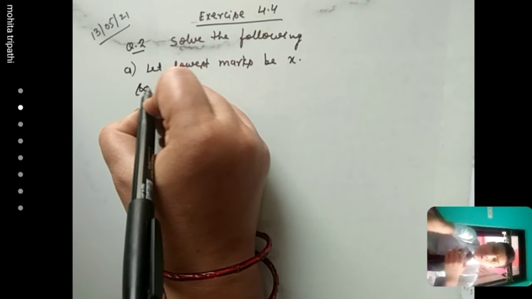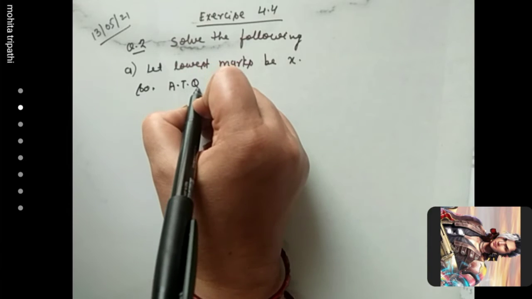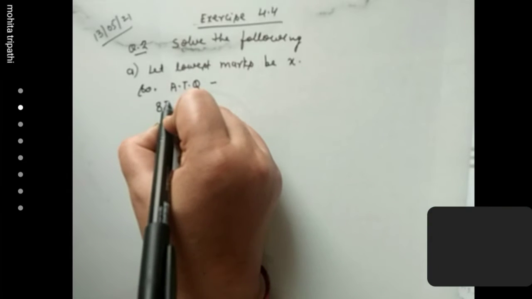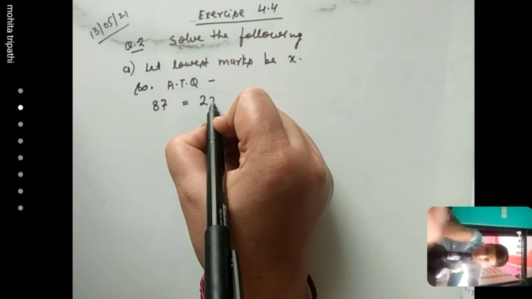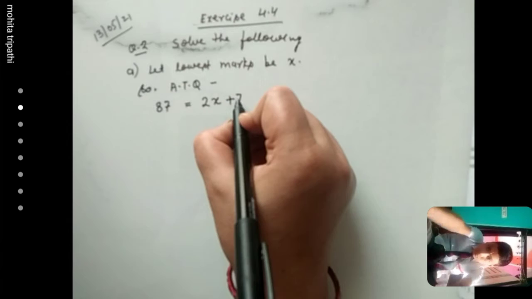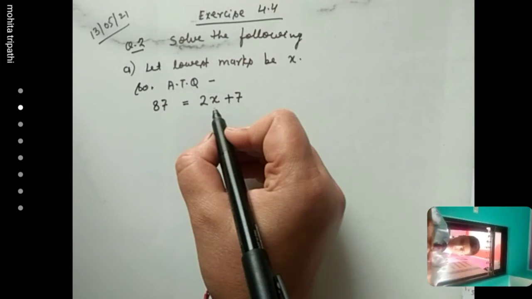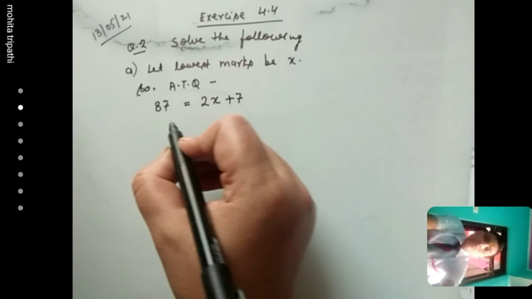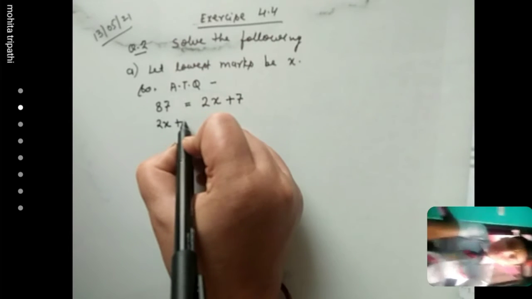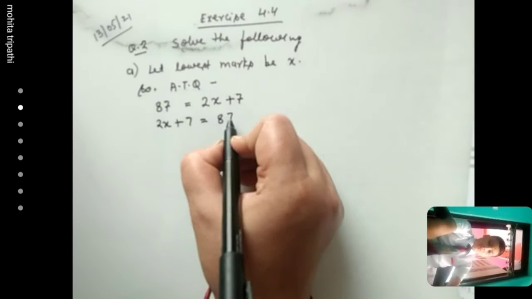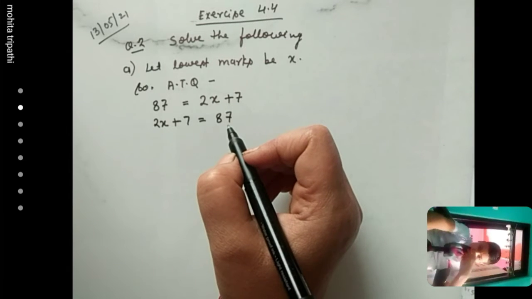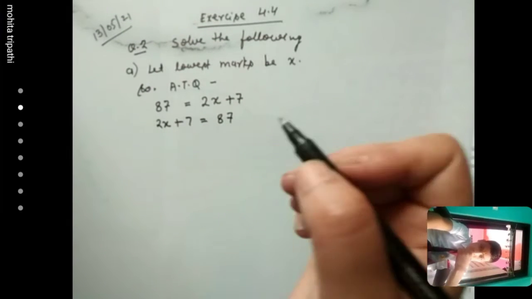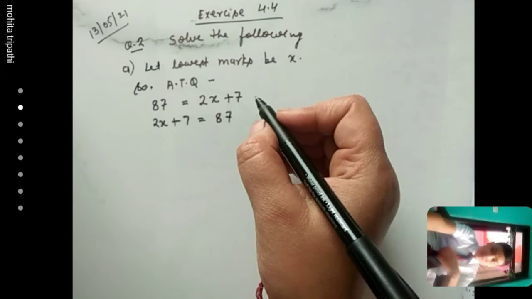So according to the question, what the question is saying is that the highest score, how much is it? It is 87. Highest score is equal to twice the lowest marks plus 7, or you can write it as 2x plus 7 is 87. Now the question is, what is the lowest score? Means you have to find the value of x. So the way you are solving, you can solve it.